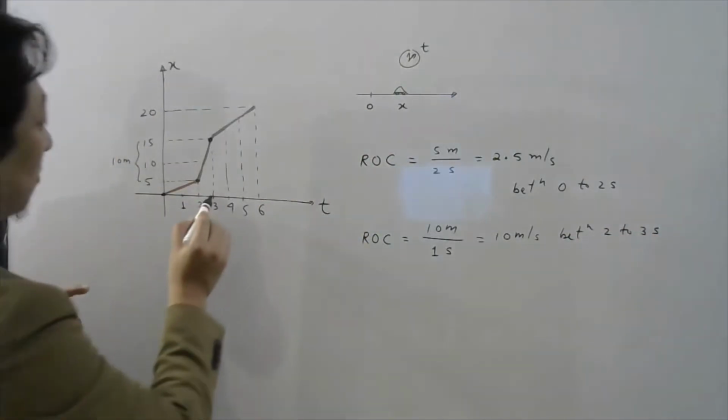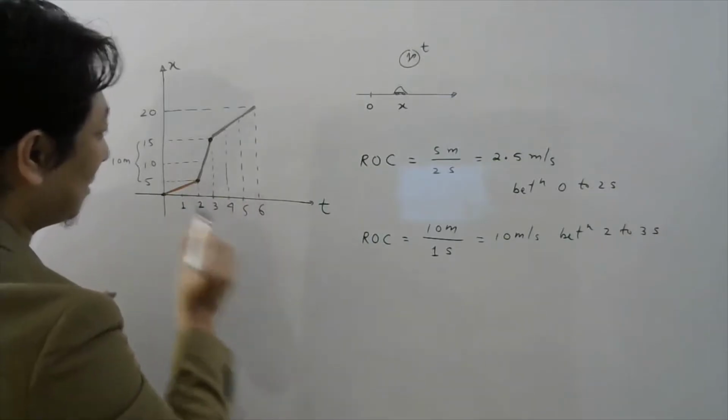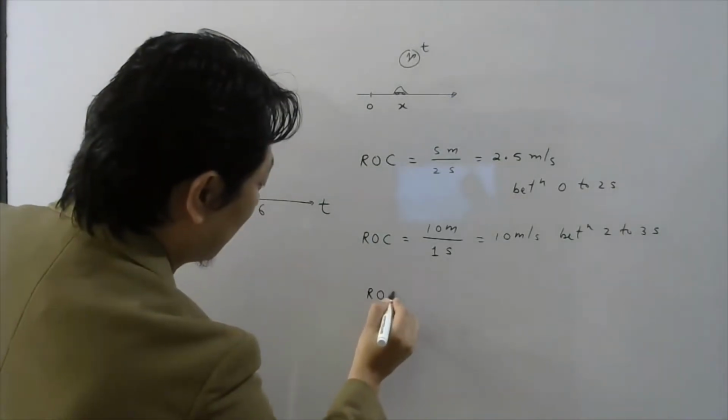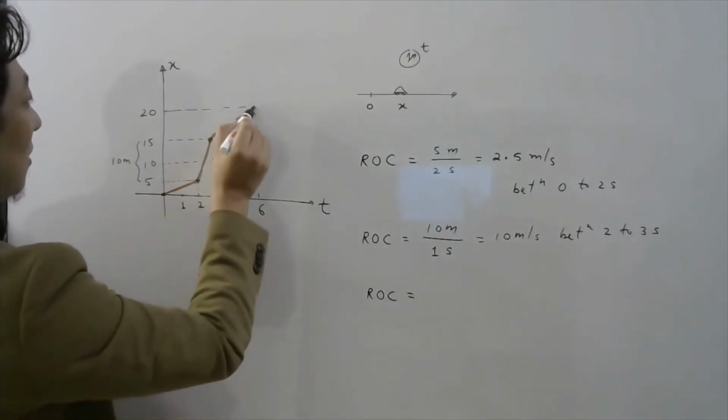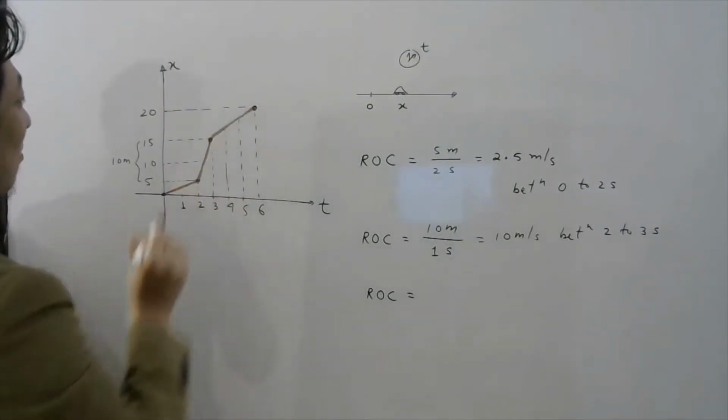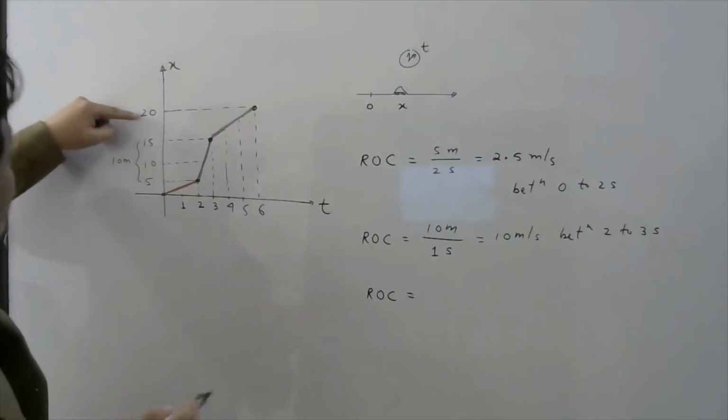What if I want to know in this interval? So in this interval, if I take between 3 to 6, then you can see your distance covered between this point and this point is from 15 to 20.